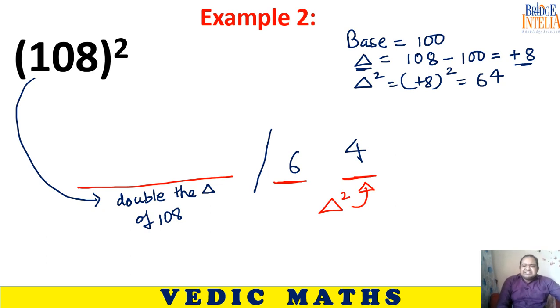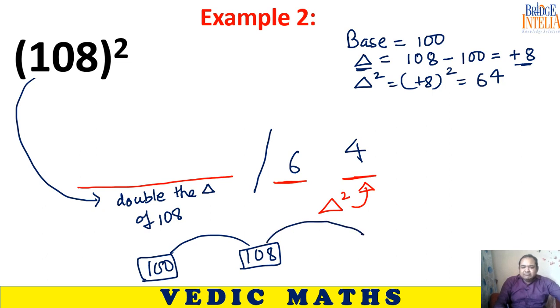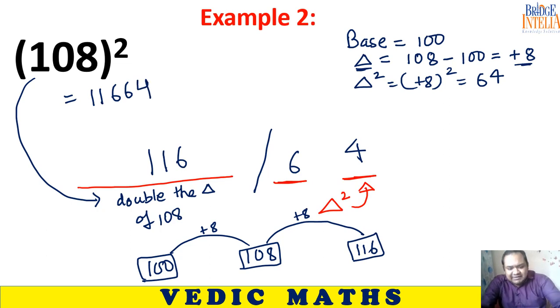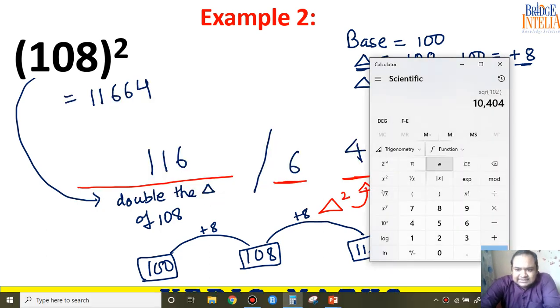Now let's fill the first blank space. How? By doubling the deviation. If you double the deviation of 108, what happens? Base is 100, the given number is 108, you have to double the deviation, one more jump: plus 8, plus 8. So 108 will become 116. So write 116 here. So the final answer is 11664. Let us verify.